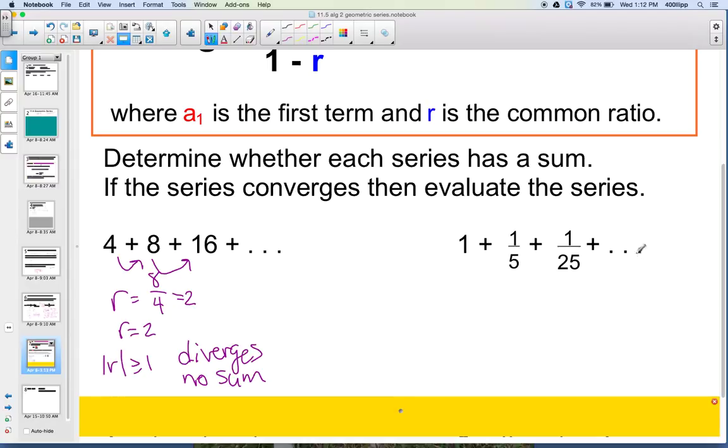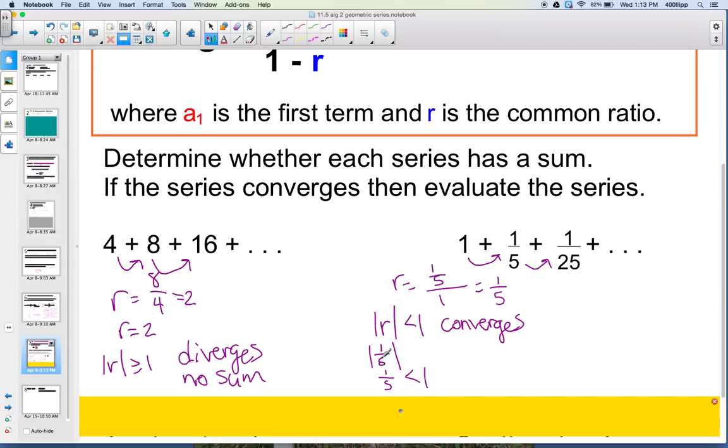Diverges, r is 2. Next one, if we notice here, to get to the next term, if we can't find it right away, then I'll just take the second term, 1/5, divided by my first term. And it's actually really nice when your first term is a 1, because 1/5 divided by 1 is just 1/5. Divided by 1 is not changing it. And we know that when I have the absolute value of r less than 1, it converges. So 1/5, the absolute value of 1/5 is 1/5, which is less than 1. So it converges.